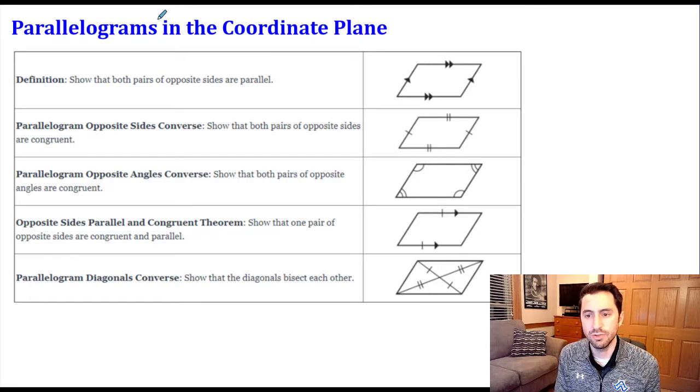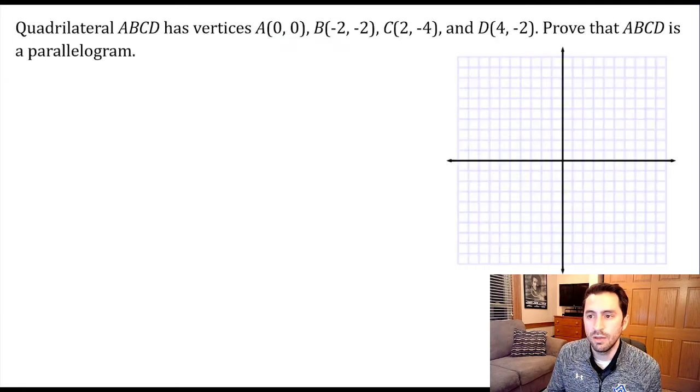So what I'd like to do is take a look at 2 examples. I'll talk through which one I think would be easiest to use in each case, and then we'll justify that it is a parallelogram. So the first example, quadrilateral ABCD has the vertices (0, 0), (-2, -2), (2, -4), and (4, -2). And I want to show that this is a parallelogram.